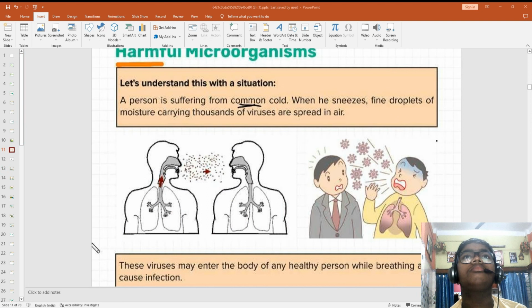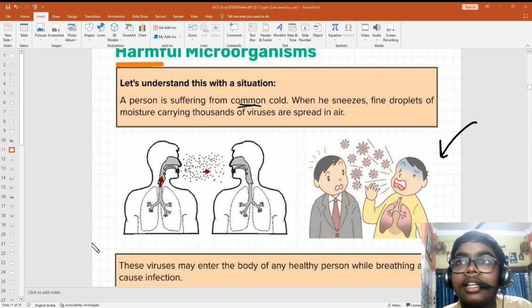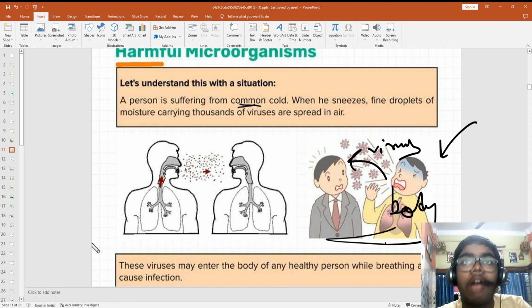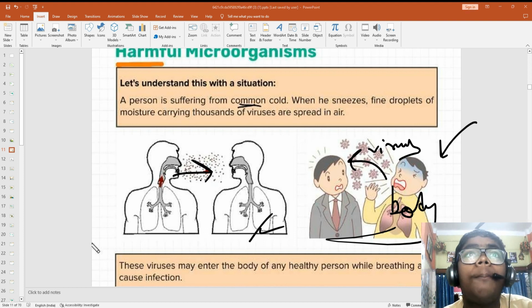Now see, when a person is suffering from a common cold, the person who is suffering from the common cold has a virus inside. When he is sneezing, at that time the viruses are coming out from his sneeze, because our body is trying to get the virus out, right? But the body doesn't know that we are giving that to a healthy person or a normal person. The body doesn't know that.